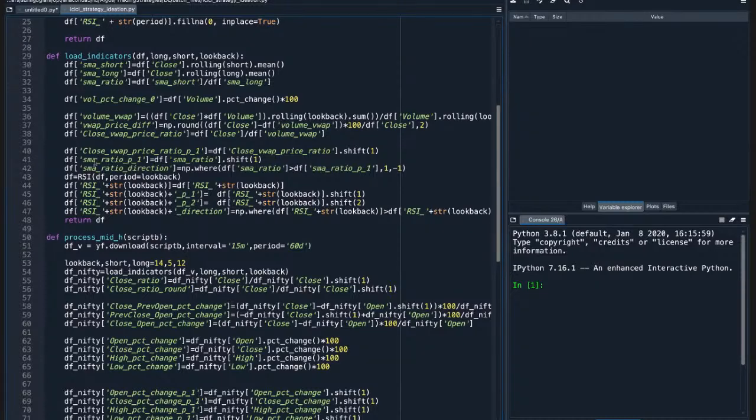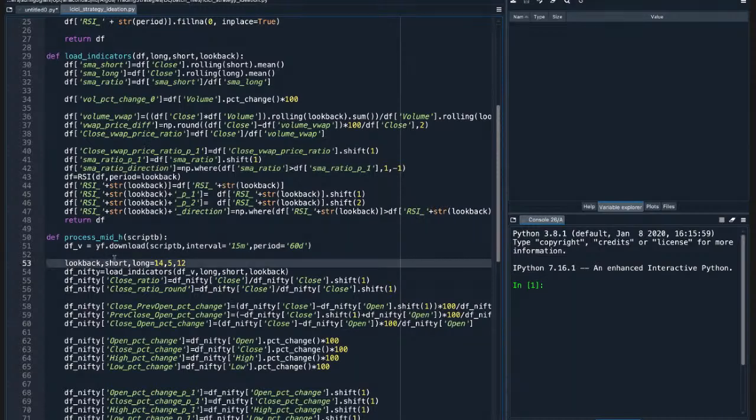Similarly, I have SMA ratio P1, meaning the SMA ratio of the previous candle. Similarly, I have listed down SMA ratio direction. It means if the current SMA ratio is greater than the previous SMA ratio, then it is an uptrend as per my understanding. Otherwise, it is a downtrend. And I have also defined the RSI function here. These are a couple of very popular technical indicators I'm going to use for the analysis.